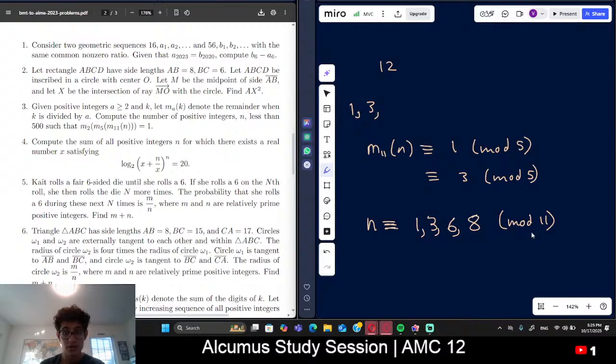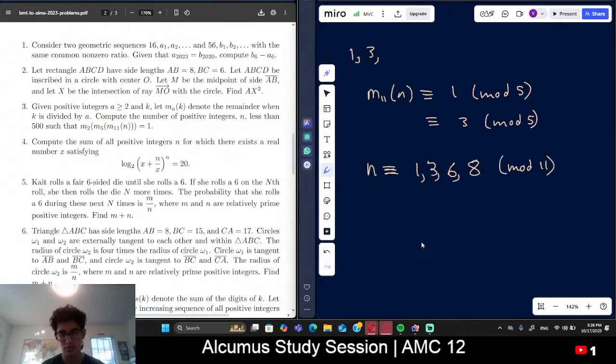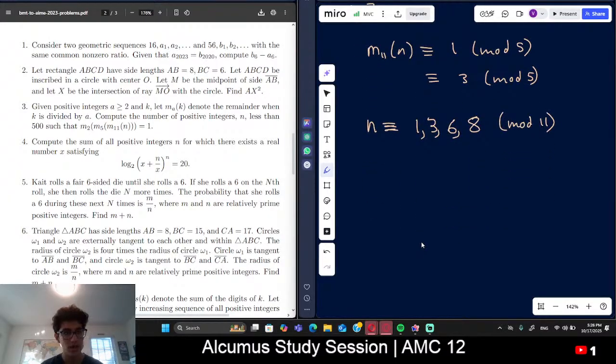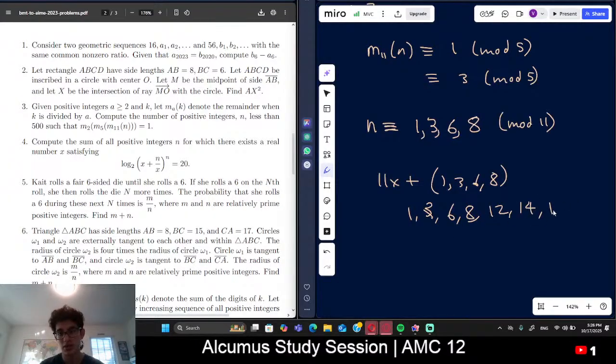Right now, let's try something. This seems to hold for the first few values. If you plug in 1, it's going to work. It's basically 11x plus 1, 3, 6, or 8. So when x is 0, we're going to get 1, 3, 6, 8. Then we're going to pop over to 12, 14, and then 17 and 19, something like that. And all of these do seem to work, right?